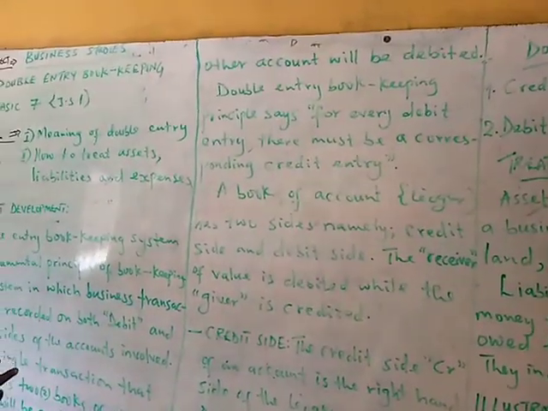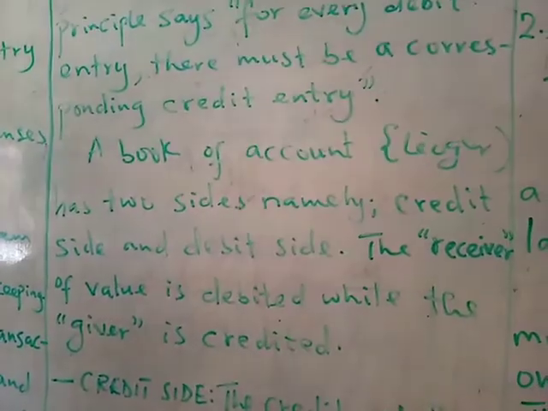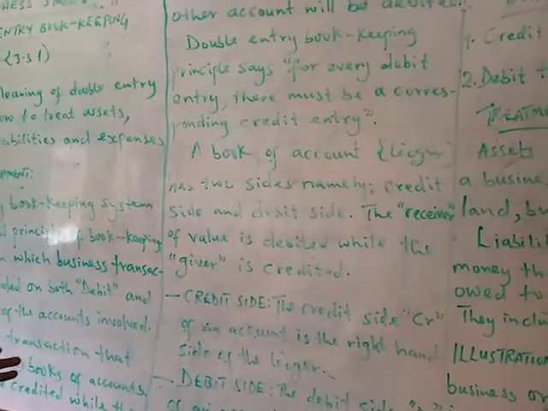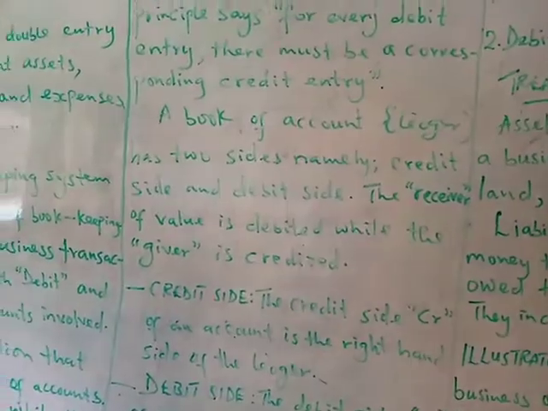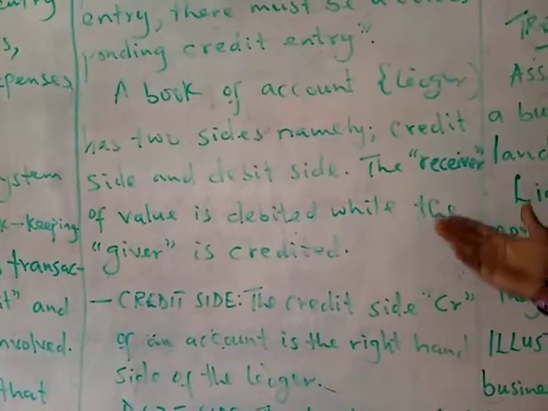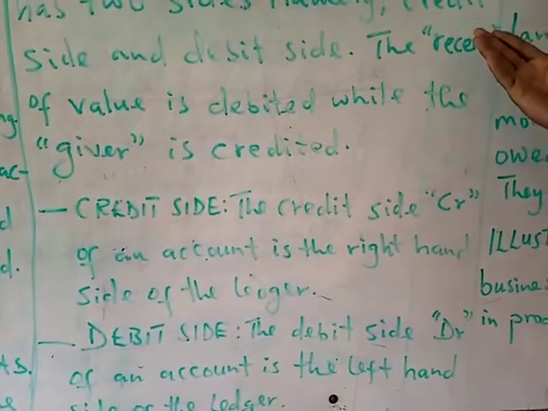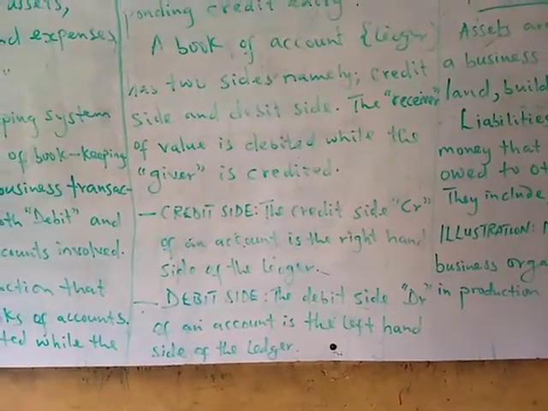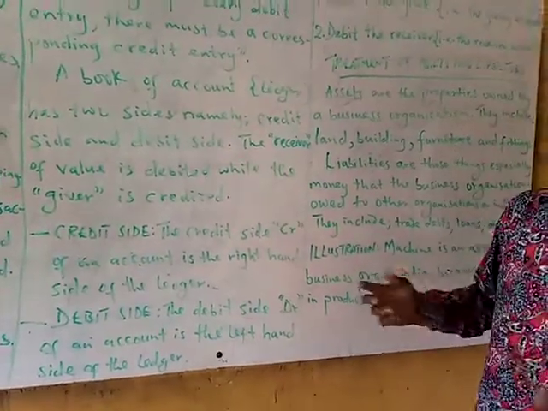Having said that, it means that in your ledger, which is your book of accounts, you have two sides. On the right hand side, you have your debit, and on your left hand side, you have your credit. So like I said before, the popular saying, the receiver of value is debited. That means you debit the receiver and you credit the giver. The receiver is debited because he's receiving value, which is money or other items, while the giver should be credited because something is going out of the business.